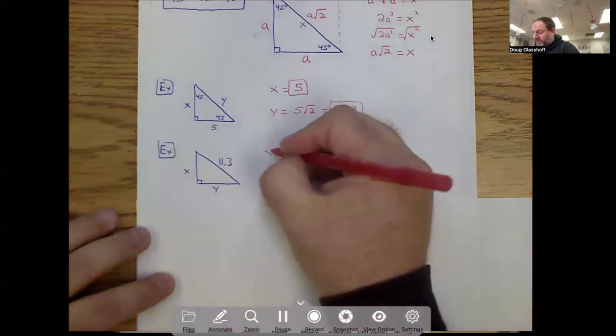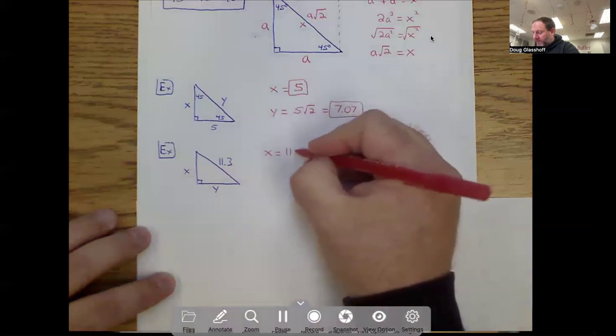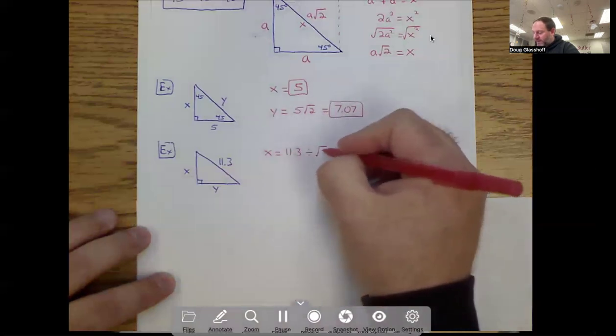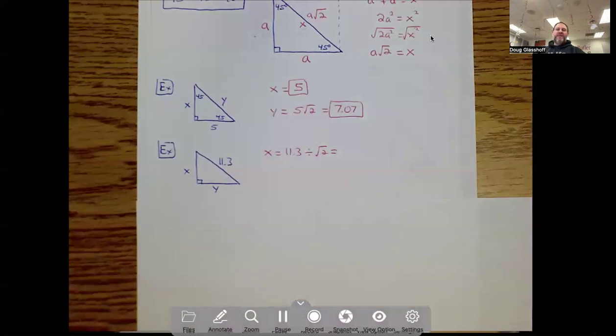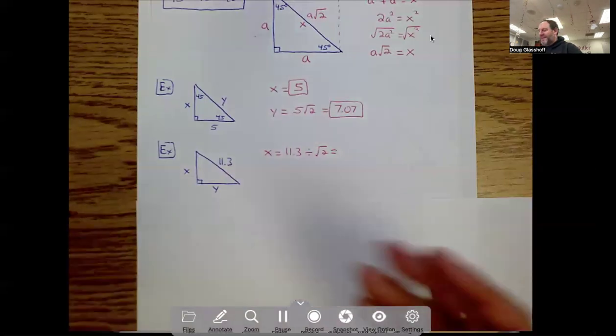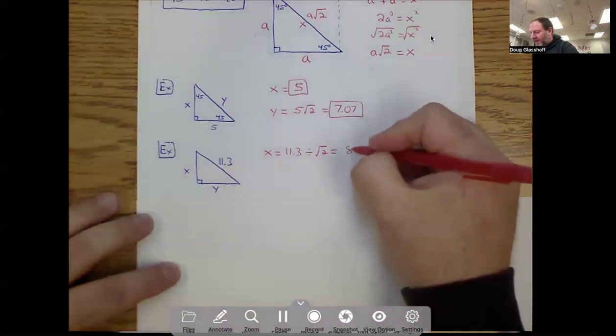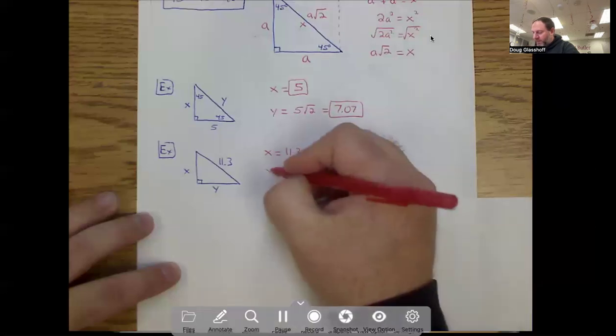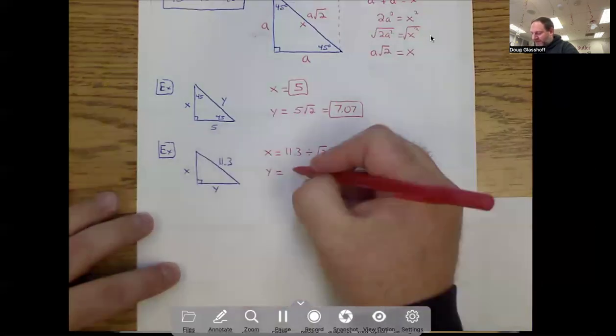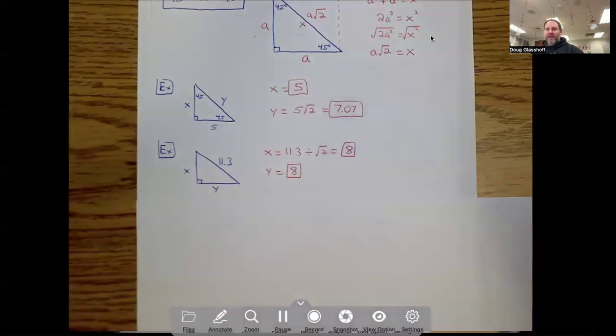So let's find x first. I'm going to take that 11.3 and divide it by the square root of 2. That gives me something like 7.99. That's really close to 8. We'll just call that 8. And then remember, the y value has to be the same as the x value. So y is also 8. And I found both of those values very easily.